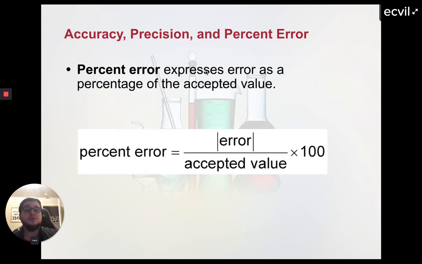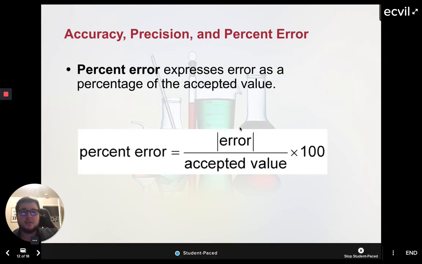So I would just do 30, which is my error, divided by the actual value, 200. 30 divided by 200 would give me 15%. Okay, so I can do percent error that way. Just take my error, drop the negative if it's negative. That's what these absolute value bars mean. You just take the positive regardless of what your number is.